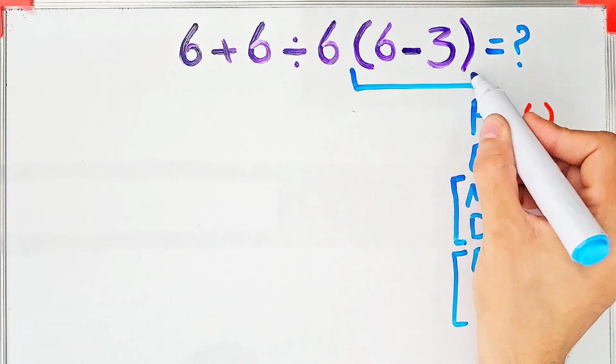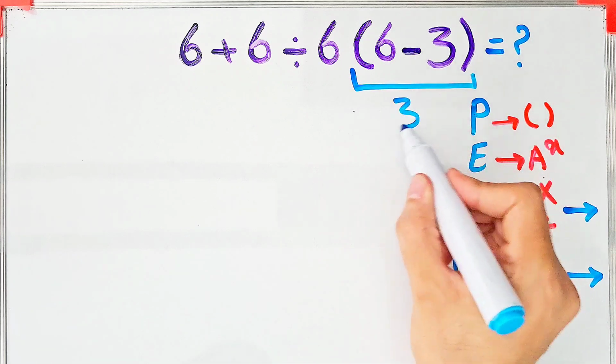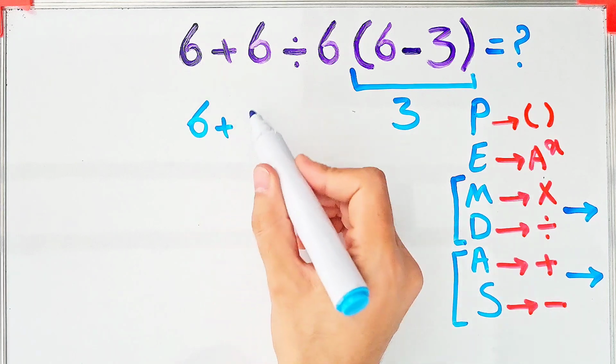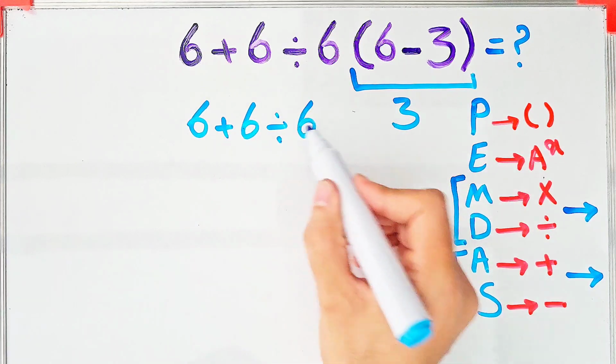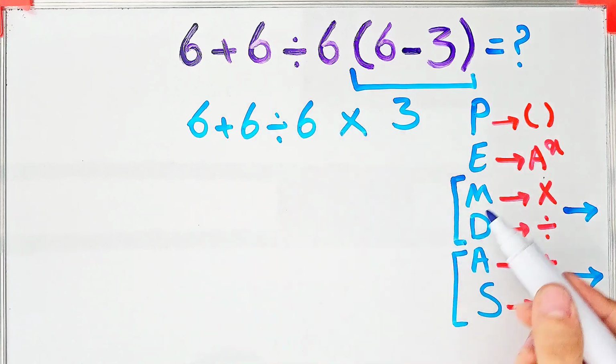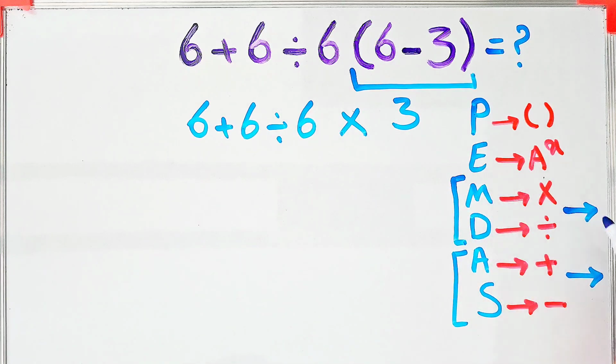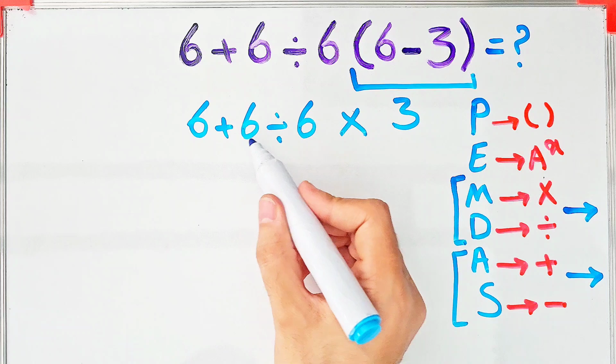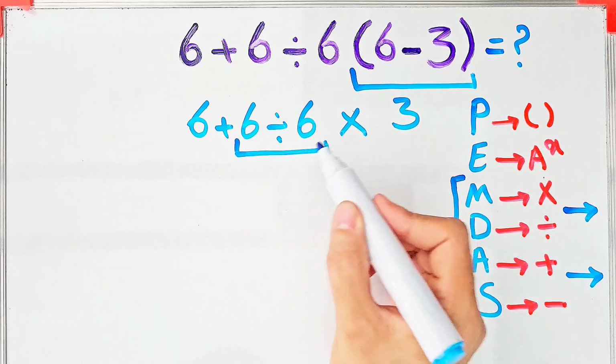First, we simplify the parentheses. 6 minus 3 equals 3. 6 plus 6, then divided by 6, then times 3. In this step, because division and multiplication have the same level of priority, we start from the left and simplify the question. 6 divided by 6 equals 1.